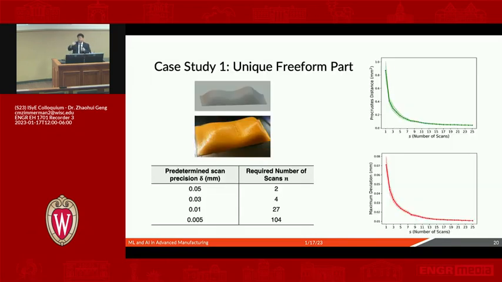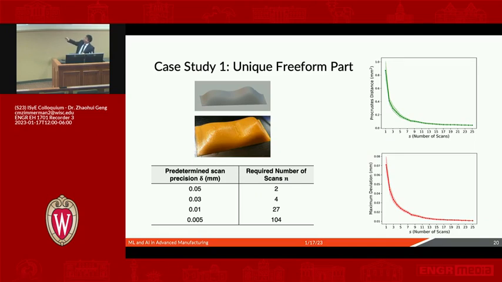The first one, again, is mimicking the biological applications. So we have a unique part fabricated by the fused filament fabrication process. We want to measure the true dimension of this additive manufactured part. So we can see that the pattern here is the same. We have this elbow effect with an increasing number of scans.